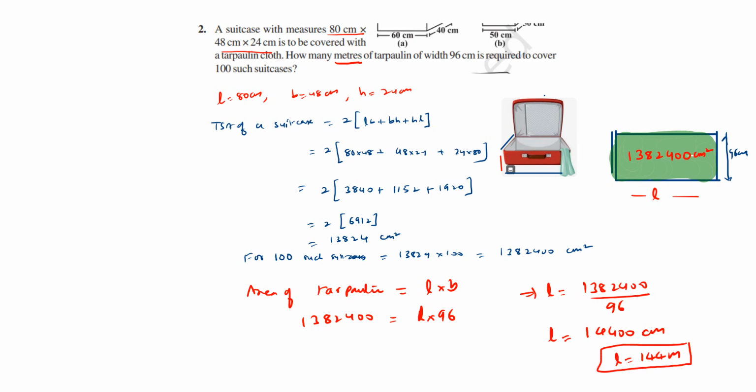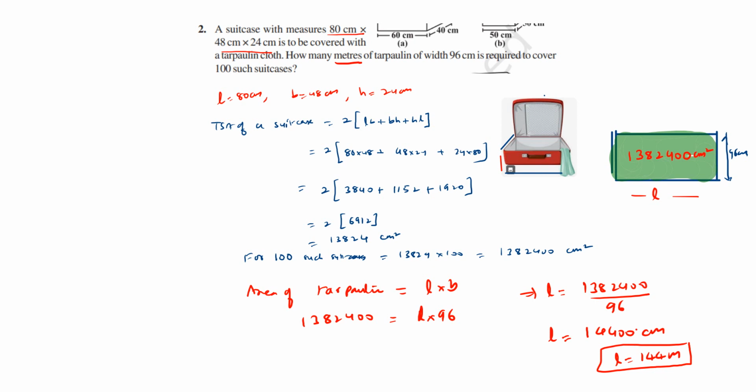L is equal to 14400 centimeters, which is 144 meters. So when you go to the shop, you have to tell them that you don't want this much area. You have to say you want 144 meters of tarpaulin cloth, because this 96 centimeter width is standard. Whether you take green, blue, or red, whatever the color, the width will be the same, but the length will change according to our requirement.